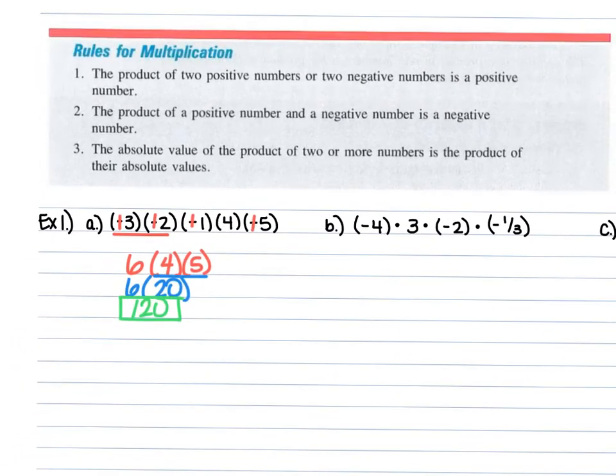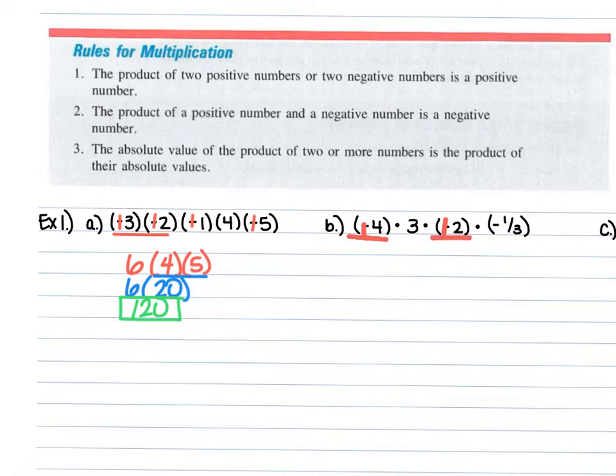If we look at B, we're given negative 4 times 3 times negative 2 times negative 1/3. If we look at this, there's an odd number of negatives, so our answer is going to be negative. So these two can turn into positives, which means that we can do either the 4 times 2 and then the 3 times the negative 1/3, or the 4 times 3 times 2 times 1/3. It's up to you. If it was me, I would be doing the 4 times 2, which is 8.